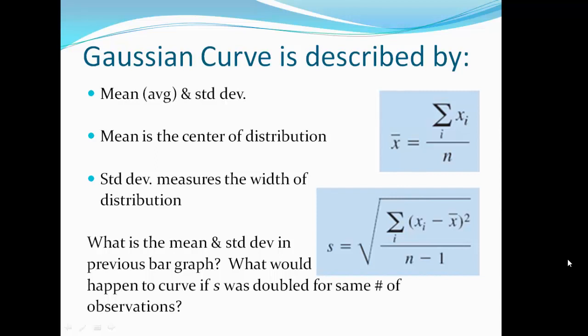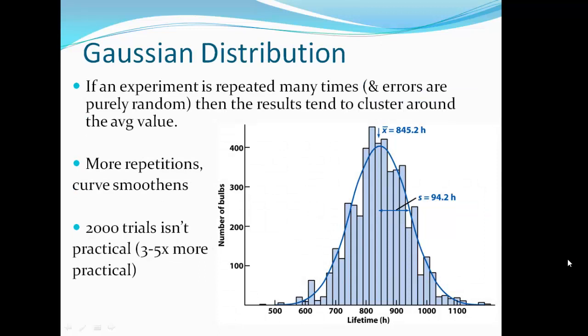So what is the mean and standard deviation in the previous bar graph? Well, it actually told us the mean is 845.2 hours. So on average, these incandescent light bulbs lived that long, and the standard deviation was 94.2 hours. So that's the width of the distribution of all of the different light bulbs that they actually tested.